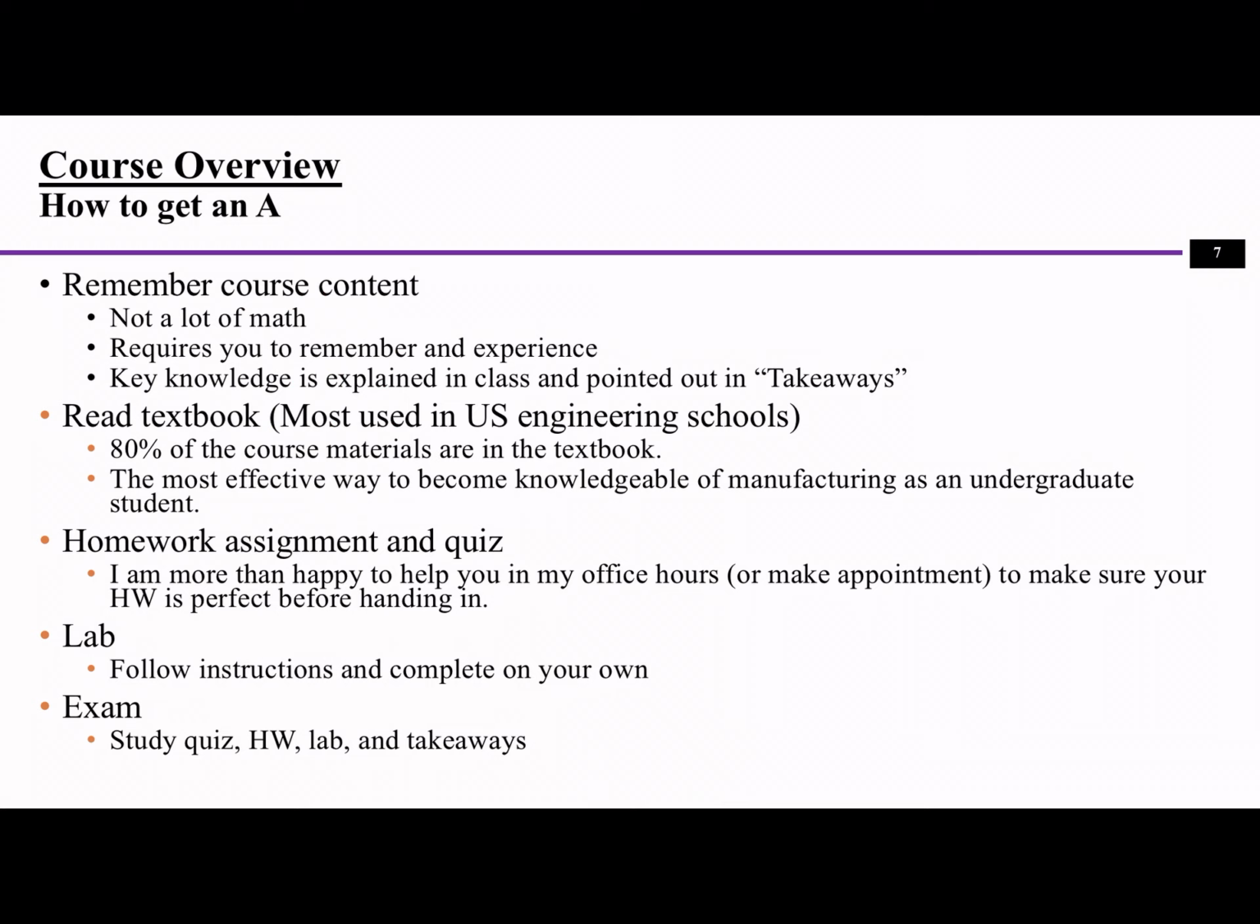So I highly recommend you purchase this book if you haven't yet, and also read through the chapters before the lecture. For the homework, I will give homework after every lecture or two. Sometimes it will be after 1 lecture, and also the quizzes. Quizzes will be after each lecture. I'll post it, and you can finish that and submit it.